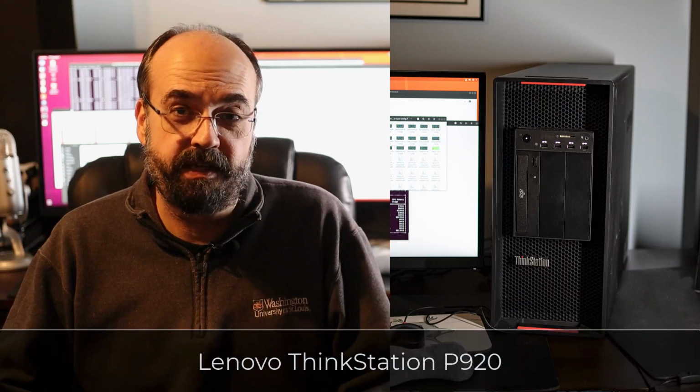Hopefully you're not picking up any fan noise from the monster of a computer that is sitting behind me. I think my lav will not pick that up. At any rate, I got a monster of a computer behind me. This is a ThinkStation P920 from Lenovo.